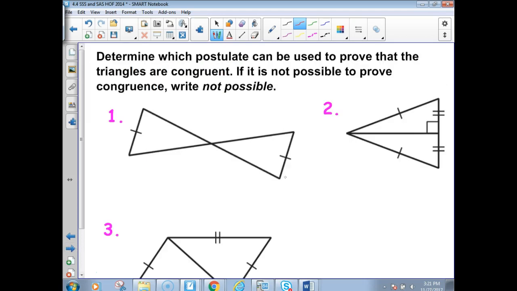All right. Determine which postulate, if you can use one, can be used to prove the triangles are congruent. If it's not possible to prove, write not possible. Whenever you look at a diagram, if there are things like a shared side or vertical angles, you need to mark them. So in number 1, you've got vertical angles, so we would mark them congruent.